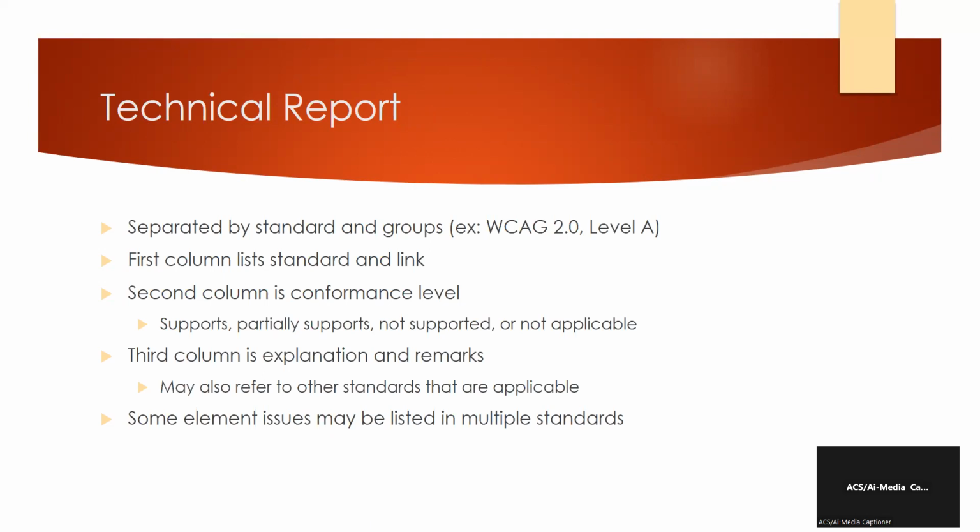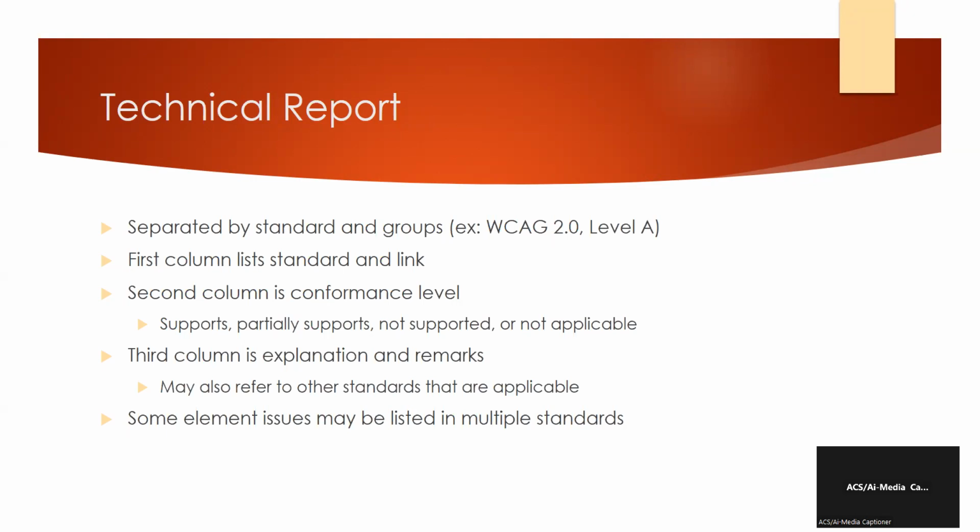The first column, as you saw in the example earlier, lists the standard. It also links to it, so if you need to, you can go back and check the actual standard in case you're not familiar with it. The second column is where the conformance level is. So you have supports, partially supports, does not support, or not applicable. Every guideline should have that marked.